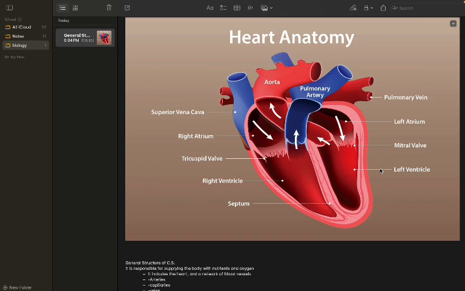So, basically, when you look at the cross-section, you're going to think your right side is going to be the right atrium, but no. For the heart, your right is the left. So, this is the left atrium, and this is the left ventricle. And your left side is the right for the heart. So, this is the right ventricle, and this is the right atrium. Don't get confused between them. Just remember, it's going to be the opposite of what you think.